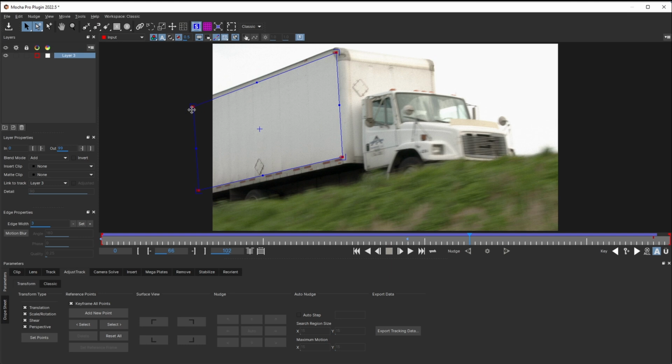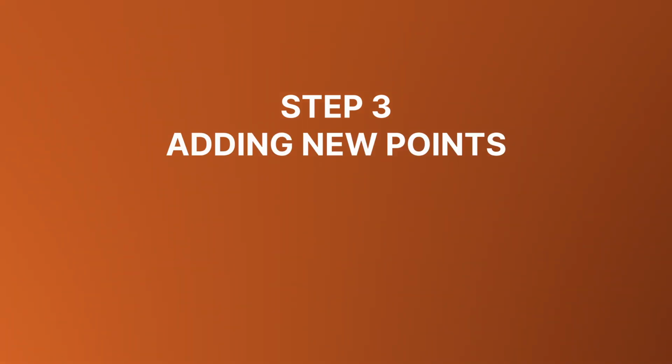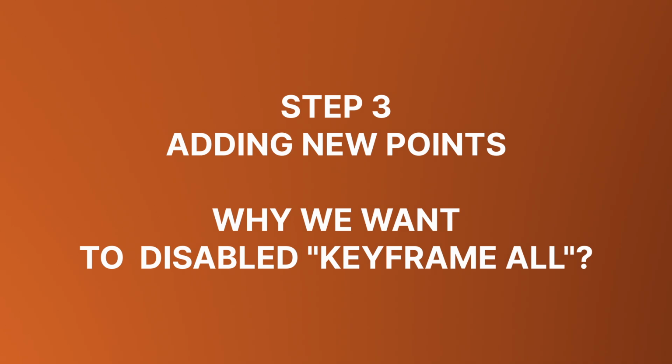Instead of using these 2 back points that we can't see anymore, we can create 2 new reference points that we will use to correct the drift further in the shot. However, it is important to understand where and when to place them. Step 3. Adding new points, and why do we want keyframe all points disabled?